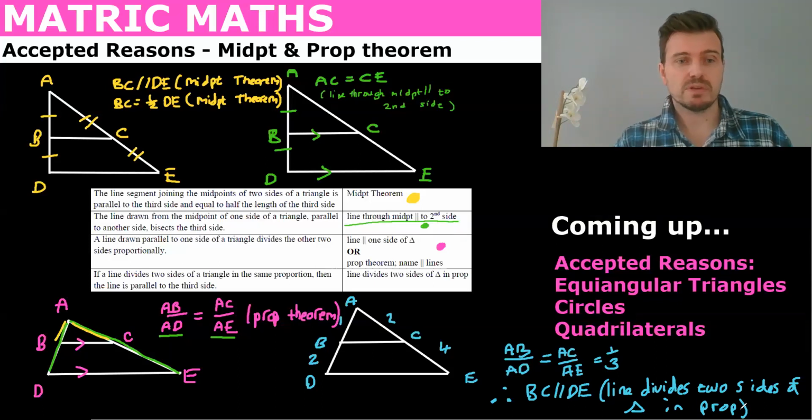Now, with the prop theorem, you are given that the sides are parallel. And so if you're given the sides parallel of a triangle, therefore you know that these sides are divided in proportion. And if you're not given that, but you can see that the sides are in proportion, it's a slightly more difficult one to remember, but you can say that BC, in this case, BC parallel to DE, because the line divides the sides into proportion. So learn these accepted reasons. They are important.